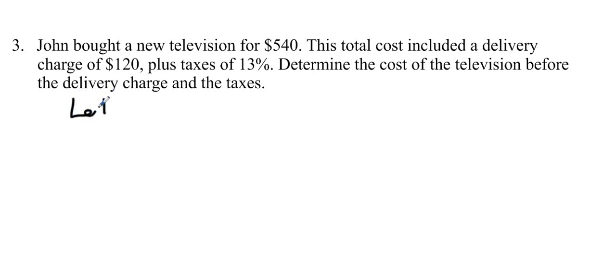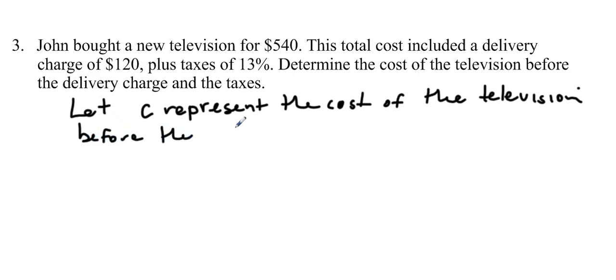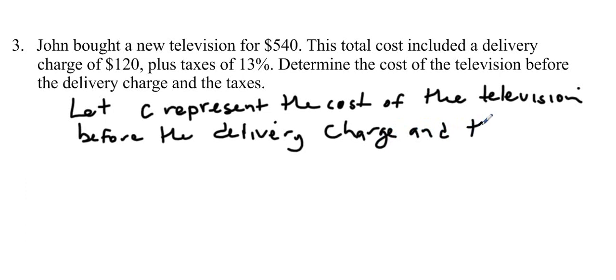So I'm going to say let C represent the cost of the television before the delivery charge and the taxes. So let's see if we can figure out how this $540 came about. So that's the total amount, $540.